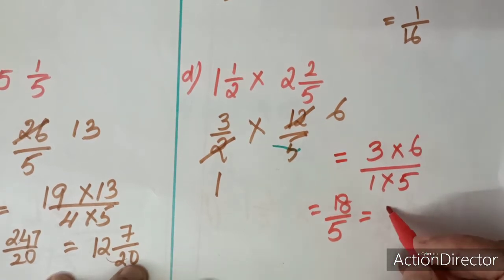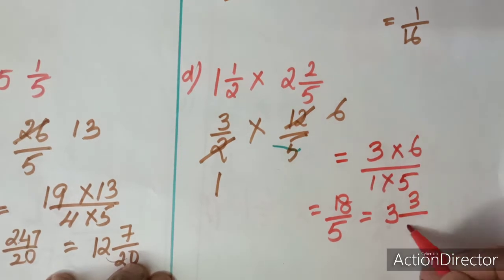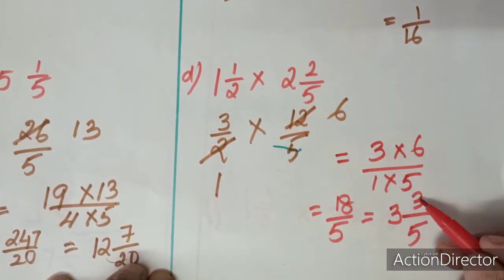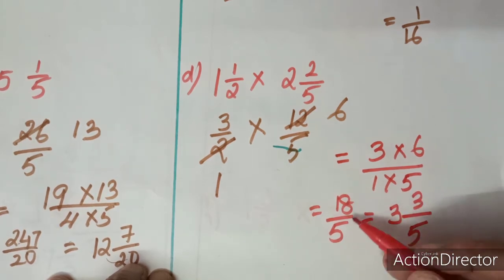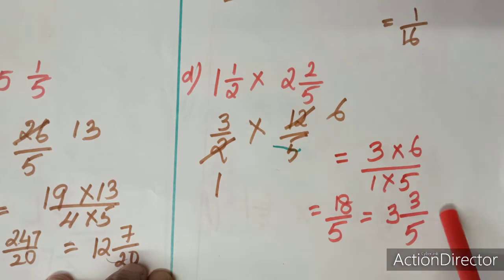In mixed fraction, 3 5s are 15, remainder 3. So it is 3 3 upon 5. After writing you have to check: 5 3s are 15, 15 plus 3, 18. So I am getting 18 upon 5. You have to cross check also whether you have written correctly in the mixed fraction.